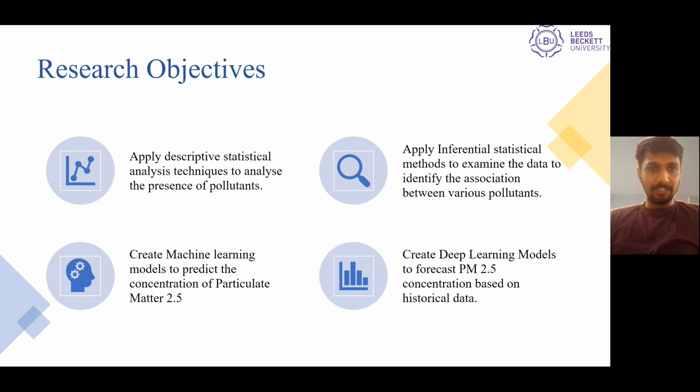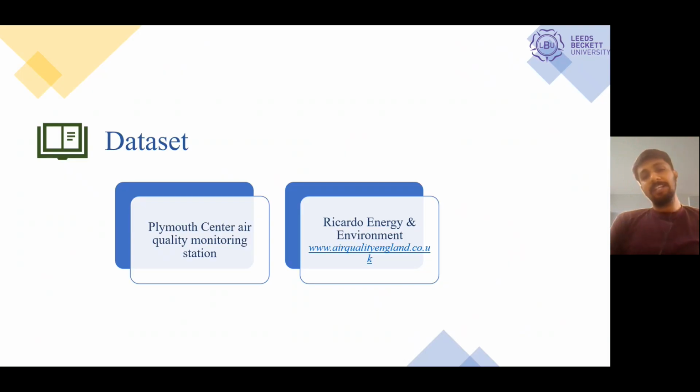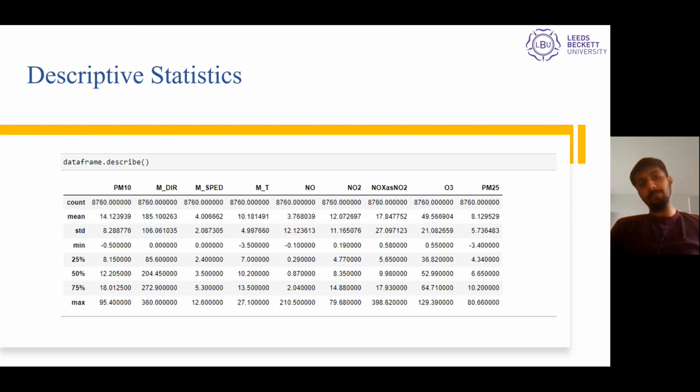First, going to the descriptive statistics. Before that, about the dataset. The dataset has been collected from the Air Quality England website and from the Plymouth Center Air Monitoring Station, and then it goes to pre-processing. Before going to the descriptive statistics, we have to clean the data. We have to pre-process the data for the model to accept it to get a better output.